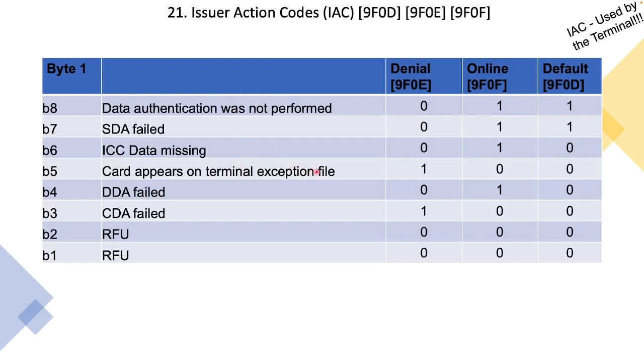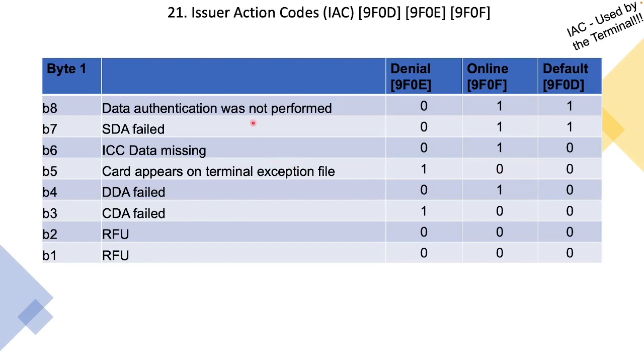Card appears on a terminal exception file. What this means is the card number is on a hot card list on the terminal. Has it been reported stolen, and is this being flagged on all terminals within the country to be picked up? Here we're saying 100, so you immediately decline the transaction offline. Obviously, I think it's best practice to rather go 011, because this allows the card to come online, and it gives the issuer an opportunity to send an issuer script down and block that application permanently, so it can never be used again, either offline or online.